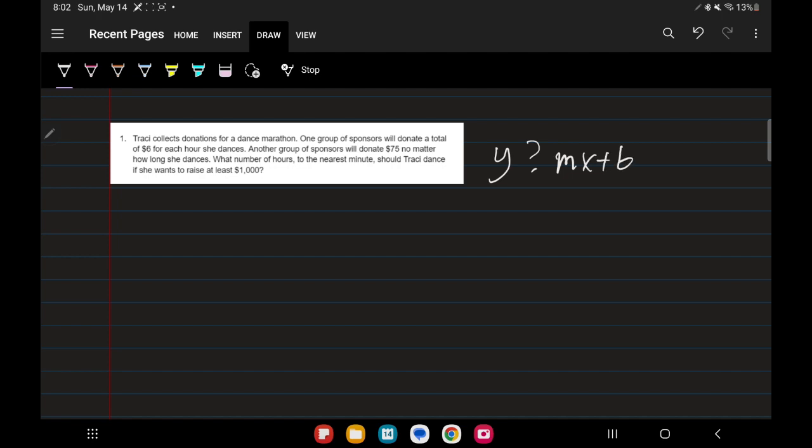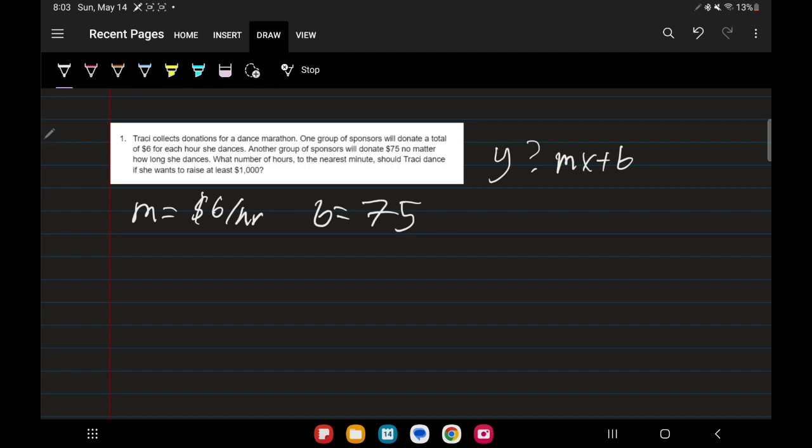Okay, so she's got a group of sponsors who will pay her $6 for each hour she dances. So that sounds a lot like m, right? So $6 per hour. It's a rate. m is always a rate. Then another group of sponsors will donate $75 no matter how long she dances. Well, that sounds a lot like b. It's a constant. She will get it no matter what. So if she dances for 0 hours, she'll get $75 no matter what.